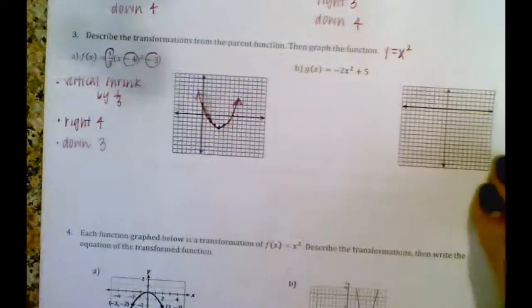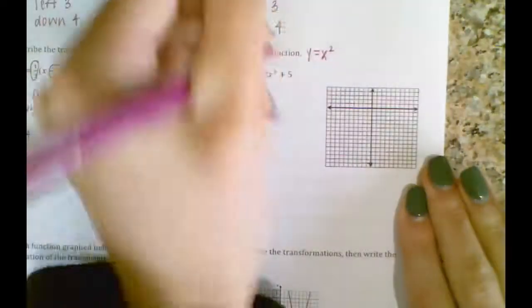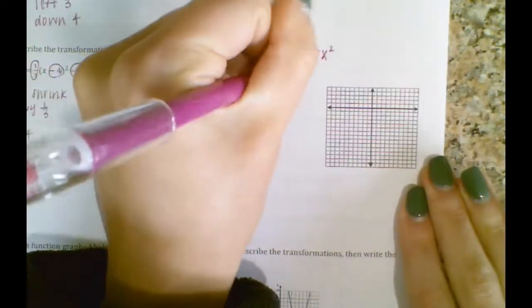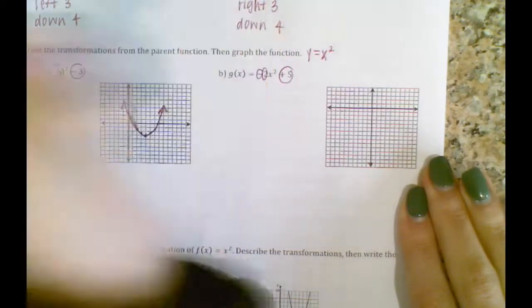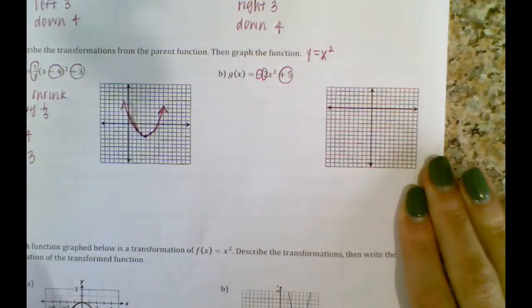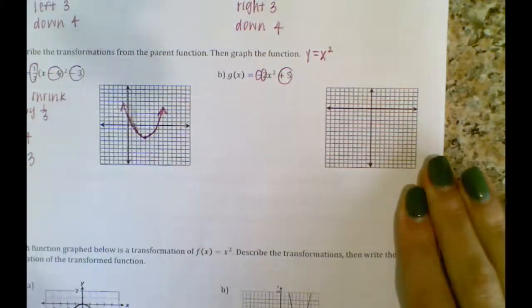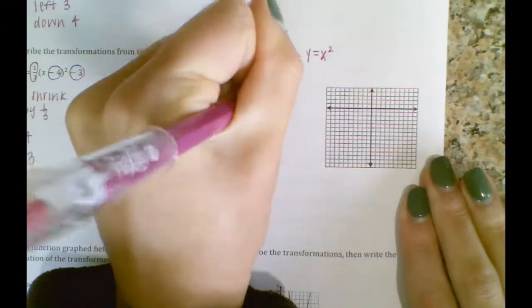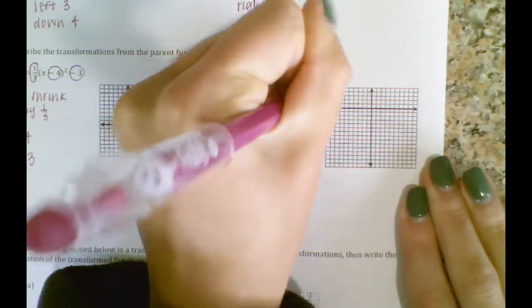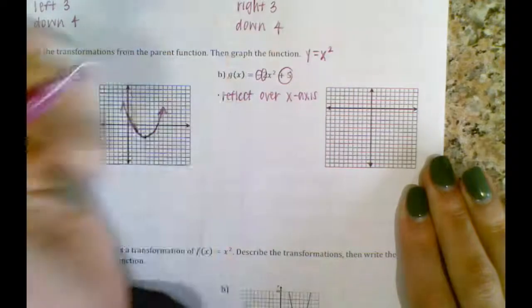All right, the next problem. Let's see how many transformations we have. It looks like we only have 2 transformations, but remember that negative out in front of the a value is its own transformation. So again here we only have 3 transformations. So we have a reflect over x-axis. If you write reflection, that's the same thing.